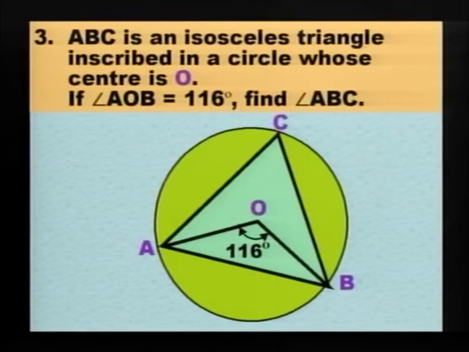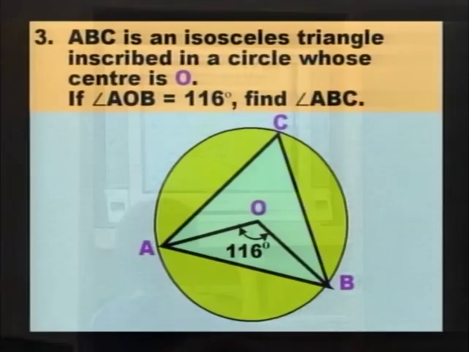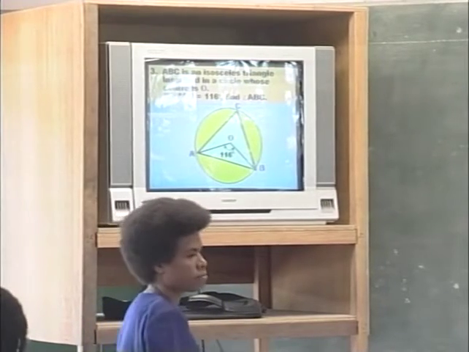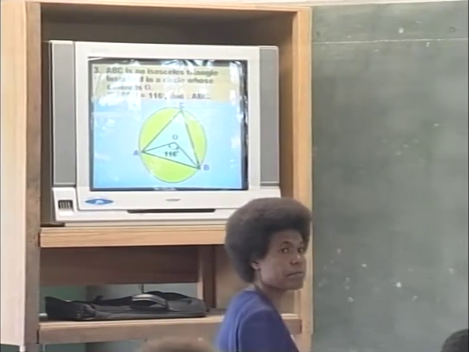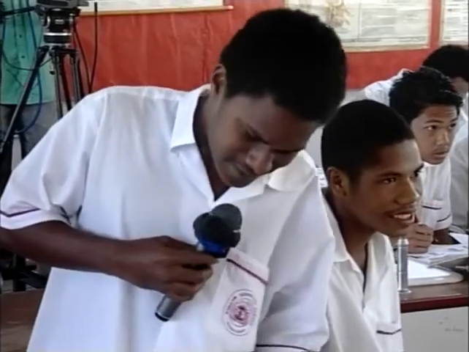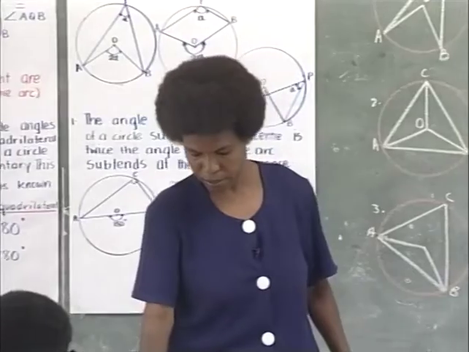Right, I think we are ready for the answer to question 3. Who's going to give us the answer to question 3, which is this one here? That angle is 116. We have to find angle ABC. Angle ABC equals 61 degrees. Good. Angle ABC is 61 degrees.